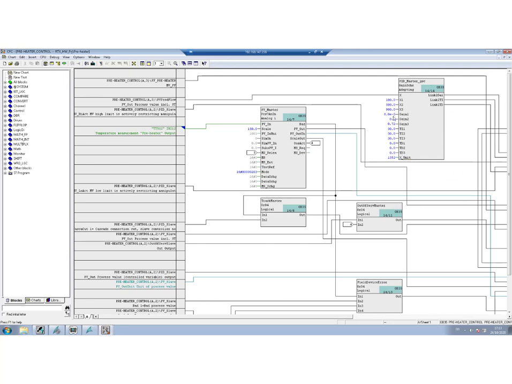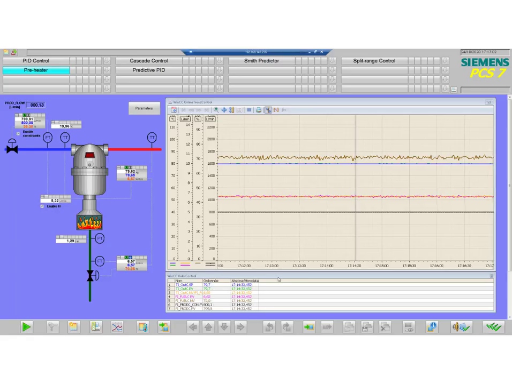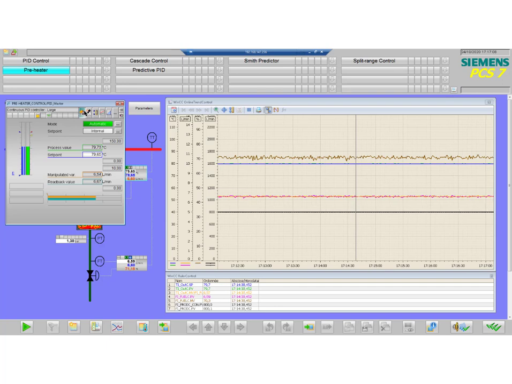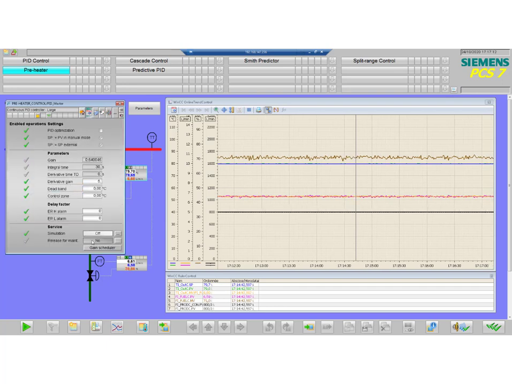So here we are really implementing gain scheduling and not controller scheduling. We can now have a look at this master temperature controller in WinCC. Here it is, and if we have a look at the control parameters, here they are.